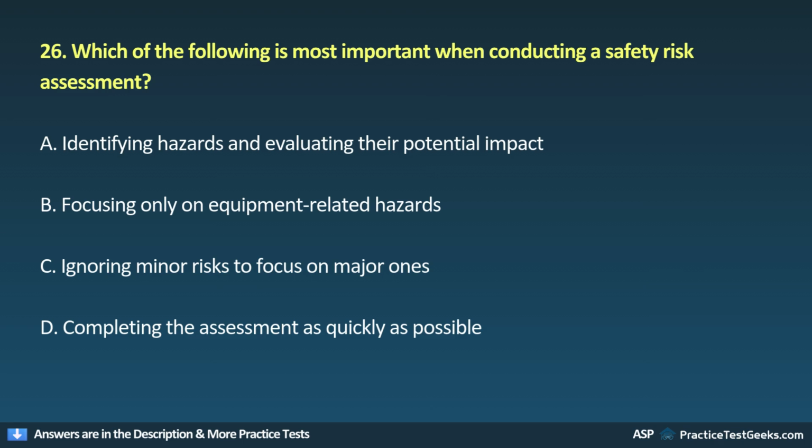26. Which of the following is most important when conducting a safety risk assessment? A. Identifying hazards and evaluating their potential impact. B. Focusing only on equipment-related hazards. C. Ignoring minor risks to focus on major ones. D. Completing the assessment as quickly as possible.